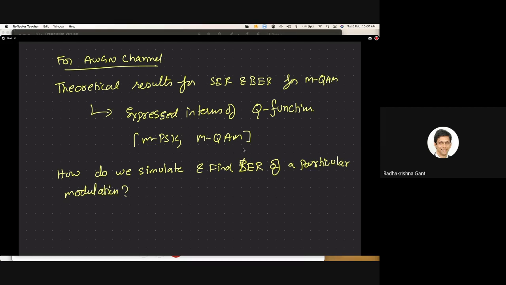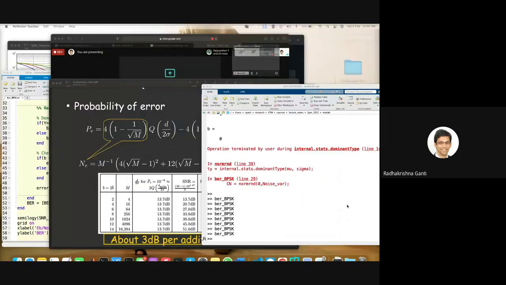Okay, so this is what I'm going to show you in a little bit. I'm going to take 5 minutes and show this. To do this, I'm going to use MATLAB. I don't know how many of you are aware of how to use MATLAB. For now it's a pretty simple programming language.